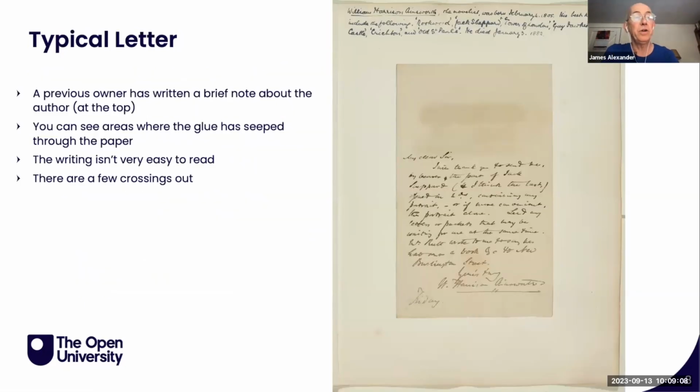So this is a view of a pretty typical letter. As you can perhaps see, someone has written a note about the author right at the top of the page in small handwriting. We don't actually know who that was. There are areas where the glue has seeped through, and the writing isn't terribly easy to read. There are also 1 or 2 crossings out. So that's a pretty typical letter.